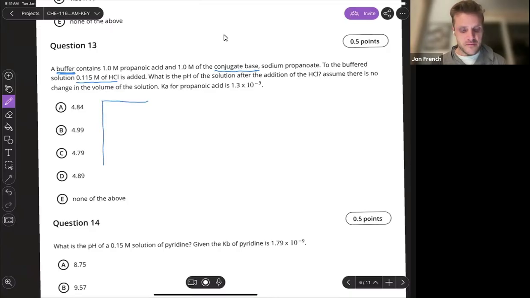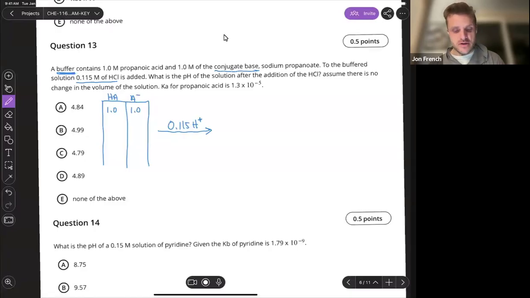Got my buffer. All right, I've got my weak acid, my conjugate base, 1 molar of each of those. And then to that, I add 0.115 of a strong acid. All right, my strong acid reacts with the conjugate base, right? Conjugate base plus acid is going to give me more of my weak acid.